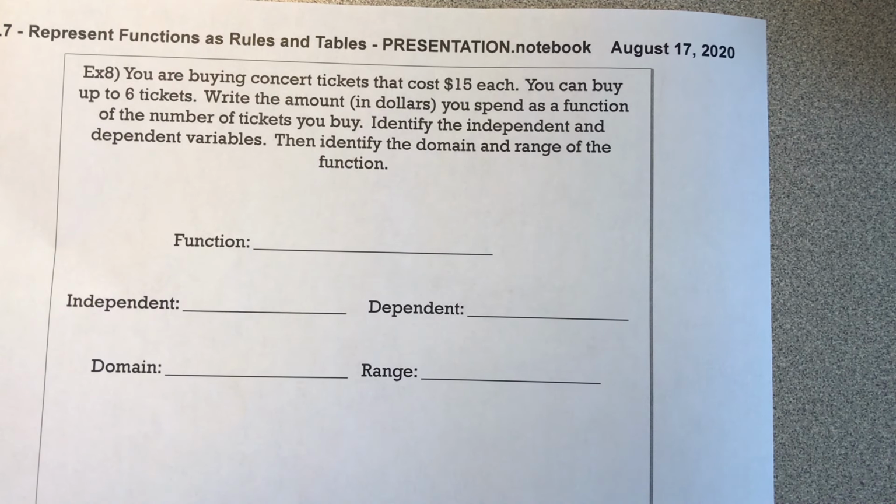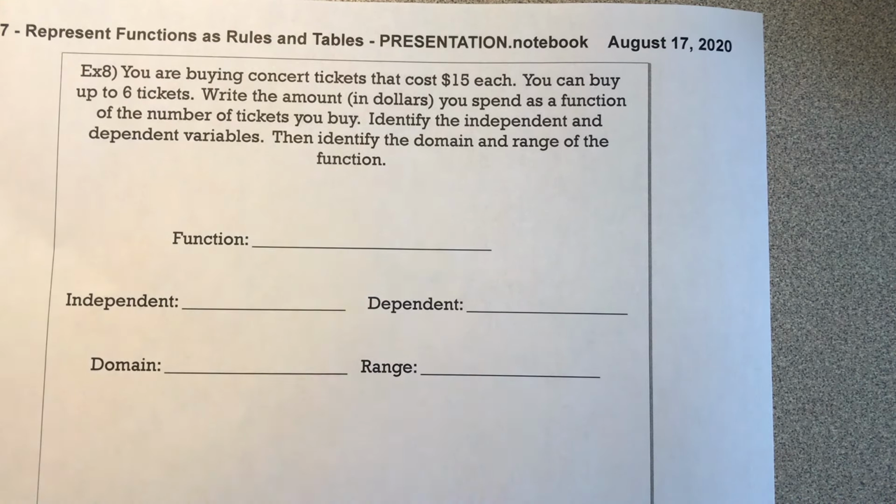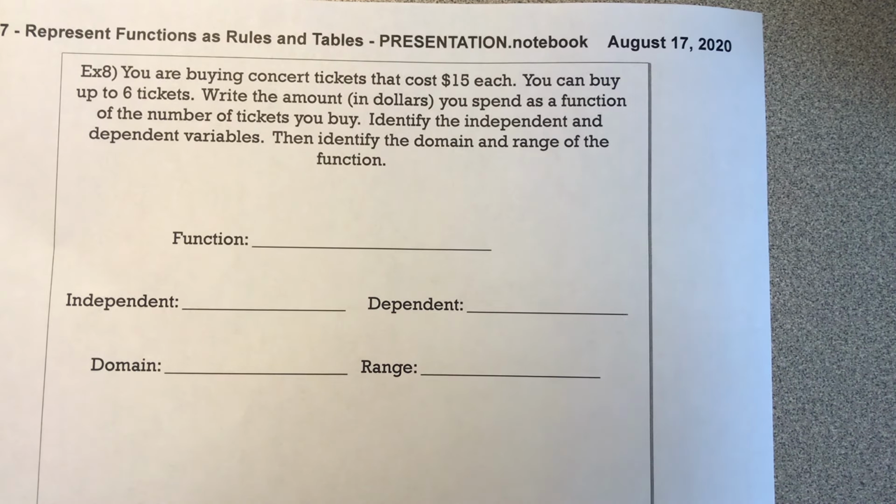Example 8 says you are buying concert tickets that cost $15 each. You can buy up to 6 tickets. Write the amount in dollars you spend as a function of the number of tickets you buy. Identify the independent and dependent variables, then identify the domain and the range. Okay, so what depends on what? Does the amount of money depend on how many tickets, or does the number of tickets depend on how much money?